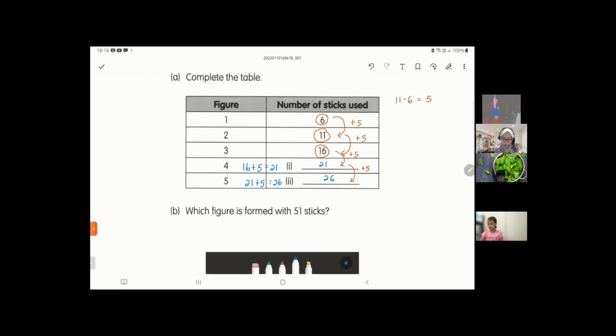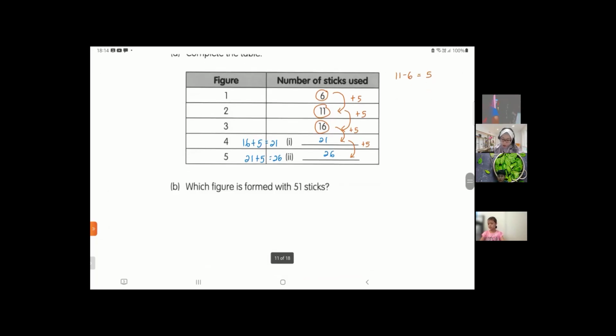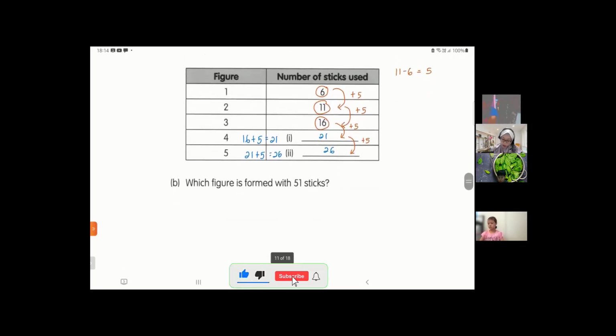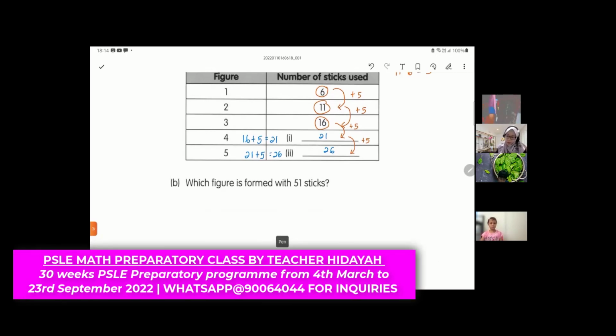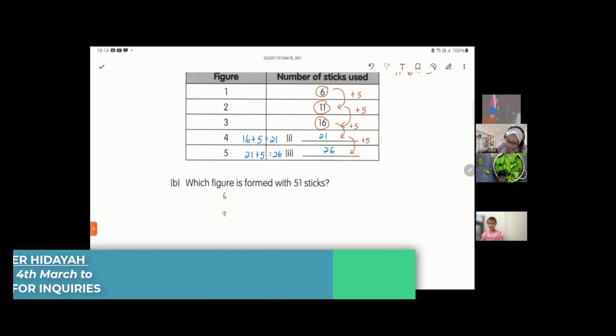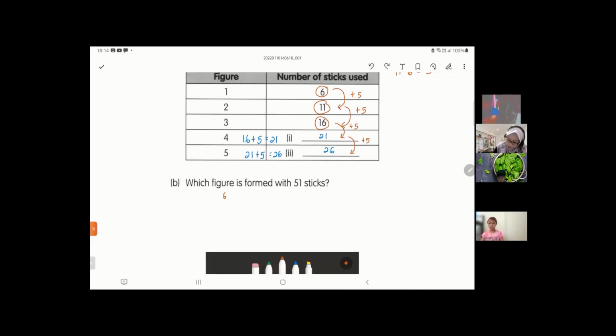Okay. Now, for part B, I want to know the opposite. They give you the total number of sticks, and then you need to know which figure is formed with that. So I'm going to continue the table. So just now was 5, right? So I'm going to continue with 6, 7, 8, 9, 10. Okay, we continue here. All right, so we can draw the lines. This is a continuation from the table on top. So 26 is the top one. Then you continue here will be plus 5.